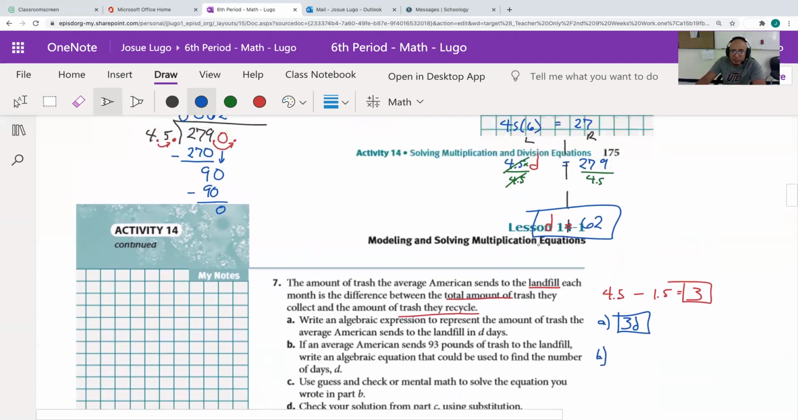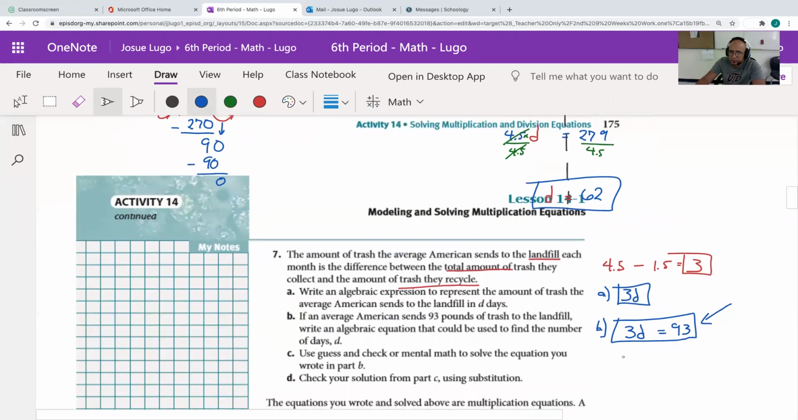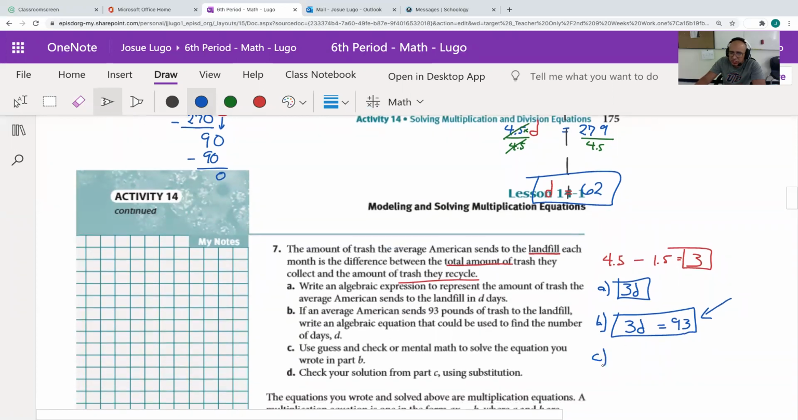Now, very similar to number 6. They're saying, well, how many days would it take for you to produce 93 pounds to go to the landfill? So basically, for 3b, our scenario here is going to be 3d is equal to 93. This is the equation that we need to solve, and that is the answer to B. And in C, we're actually going to solve it. If you are lost, just copy that down and let's just solve this equation. Let's at least see if we can solve this equation.